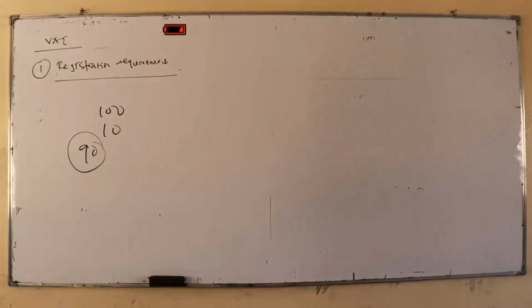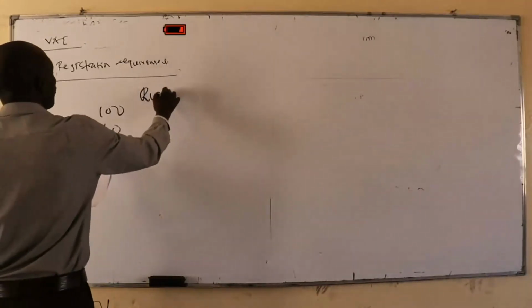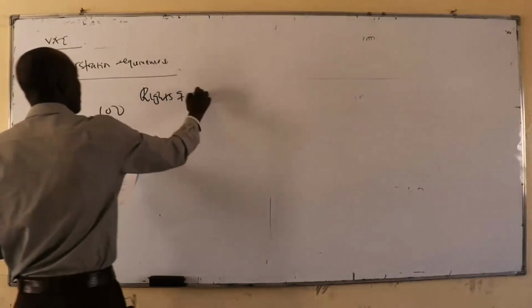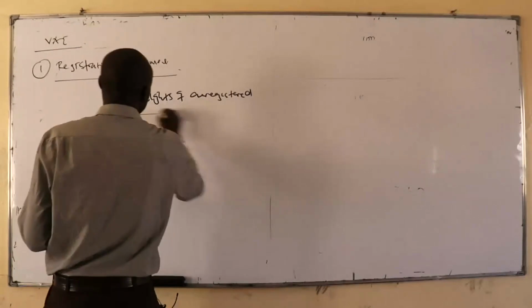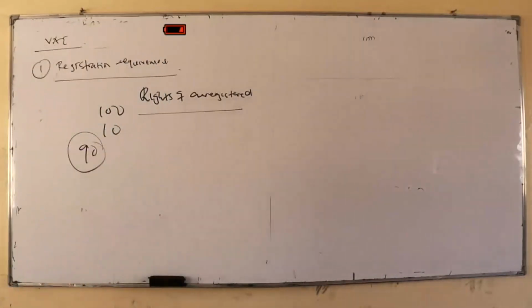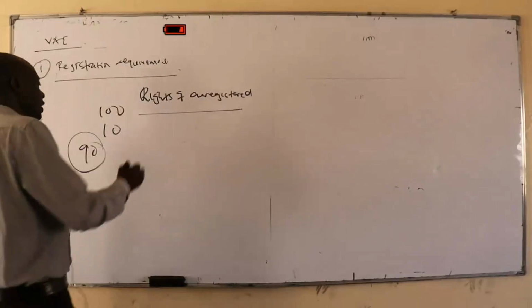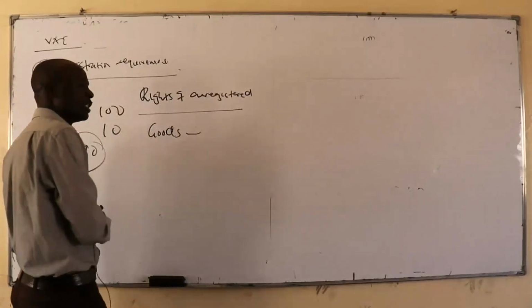And then now, if you're a registered person, you have some rights. We have rights of a registered person. Number one, you have a right to deduct VAT on inputs for taxable supplies. So the VAT that you are charged, if you're a registered person and you buy goods that you sell, the VAT that you are charged is called the input.